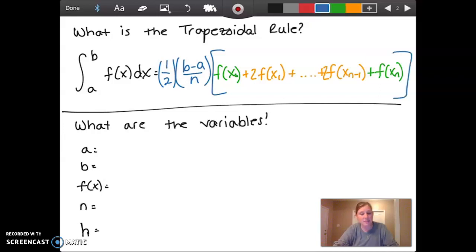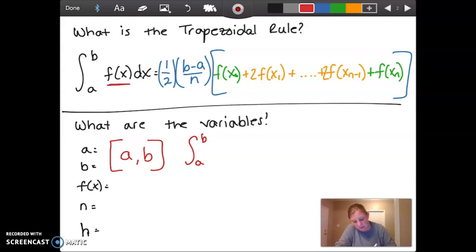And that, essentially, is my trapezoidal rule. That's why all of the inside terms that you see here in yellow are preceded by a 2. Okay, so variables. Let's talk about those. First off, a and b are just the limits of the integral, the interval from a to b. Same thing. Nothing's new there.